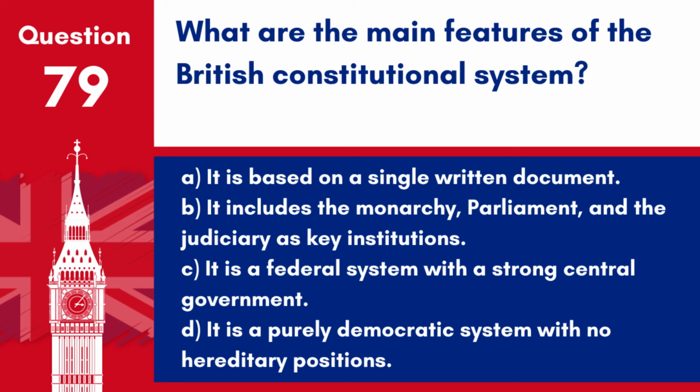Answer. B. It includes the monarchy, parliament, and the judiciary as key institutions. The British constitutional system is characterized by its uncodified constitution, which includes key principles and institutions such as the monarchy, the bicameral parliament, House of Commons and House of Lords, and an independent judiciary functioning within a unitary state.